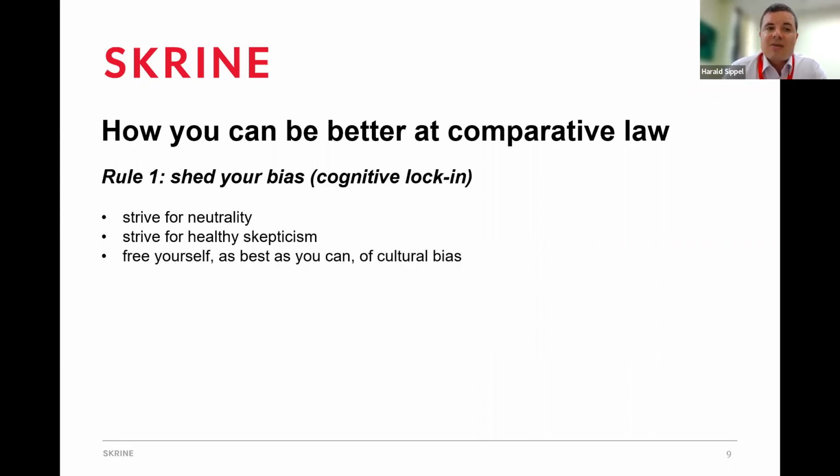And as the article said, free yourself as best as you can of cultural bias. Now, it says as best as you can, and I don't think it's ever possible to be completely free of bias, but you should strive. It's not either you do it 100% or forget about it. It's try to approach 100%. If you do it for 90%, that's already incredibly good. But again, even if you're just at 10%, that's better than 5%. So you should strive to become better.